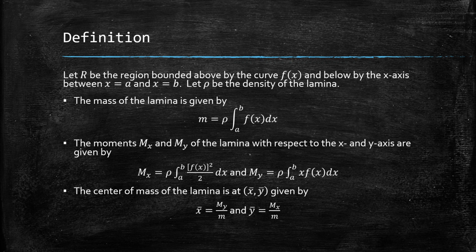And using that, we can find the center of the mass of the lamina, which is at the point x bar, y bar. x bar would be m sub y divided by m, so take the moment with respect to y divided by the mass, and y bar will be equal to the moment with respect to the x-axis divided by the mass.